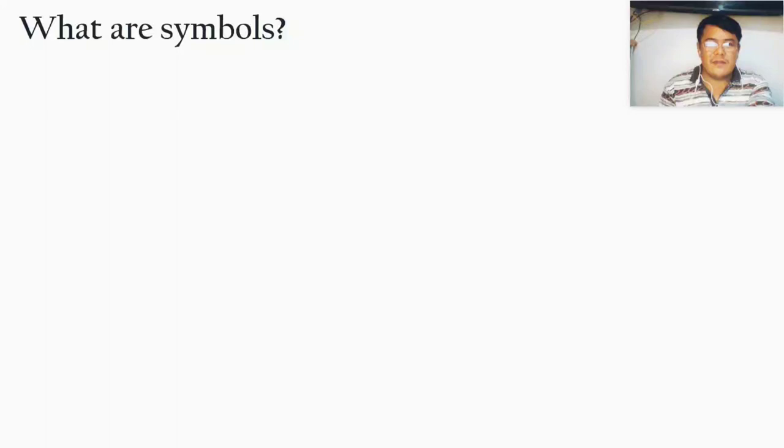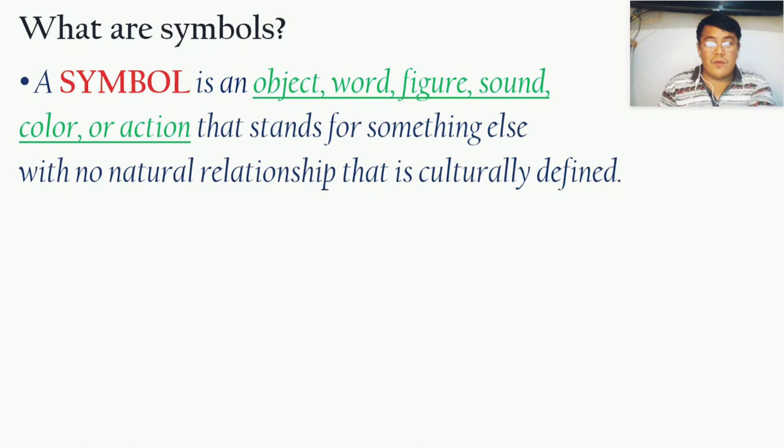What are symbols? A symbol is an object, word, figure, sound, color, or action that stands for something else with no natural relationship that is culturally defined. So lahat na lang, no? Sabi nga nung nabasa ko sa internet, hindi daw mabubuhay ang tao na walang symbol. Eh kung tama yun, even yung mga prehistoric humans, yung mga nabanggit nating hominids, yes, they use symbols, di ba? Probably hindi ginamit ng lahat, pero siya mismo, kung isa siya o pamilya siya, na gumamit ng ganyan, so yes ang sagot. With no natural relationship. Ikaw lang nagbibigay ng symbol ang tao.